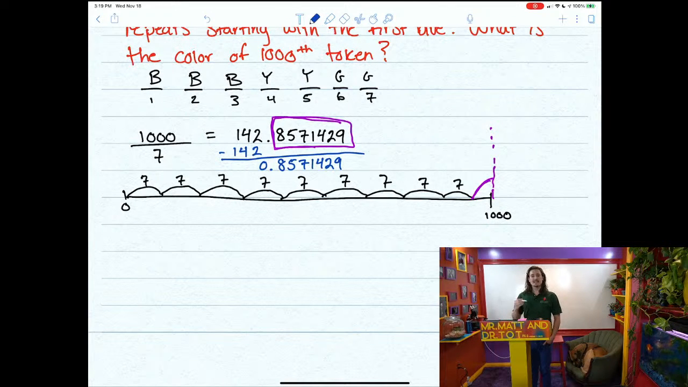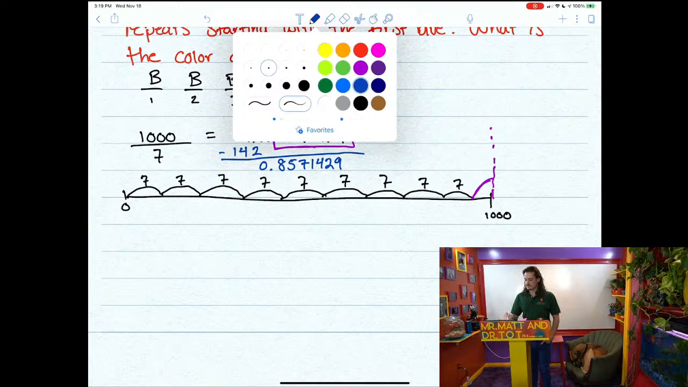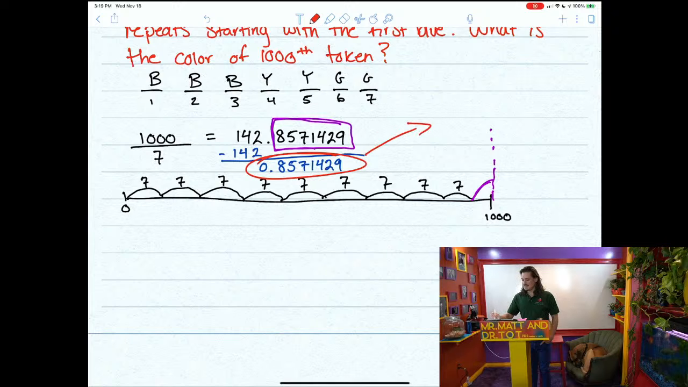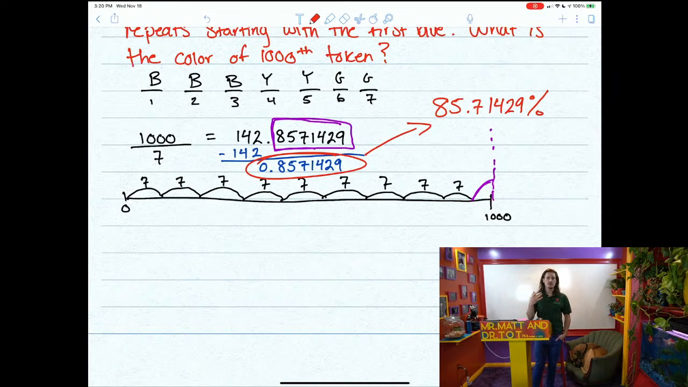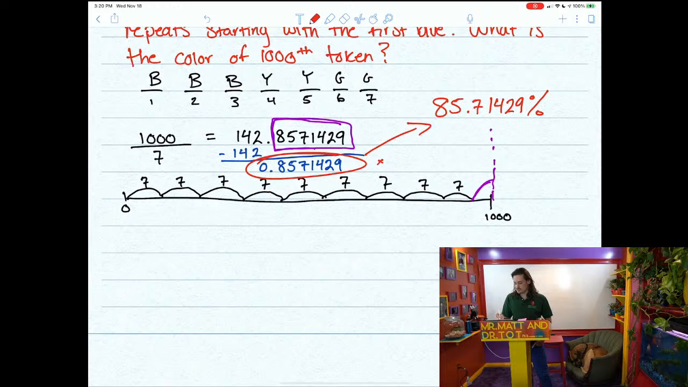Notice that decimals, percents, fractions, these are all the same thing. They're just different formats. So that decimal of 0.8571429 is exactly the same thing as 85.71429% into the next repetition of 7 unique color positions. That is what you need to multiply by your original divisor, by the number of original color positions in this sequence. If you leave that decimal in your calculator line and just subtract away the 142, that'll capture that exact number.